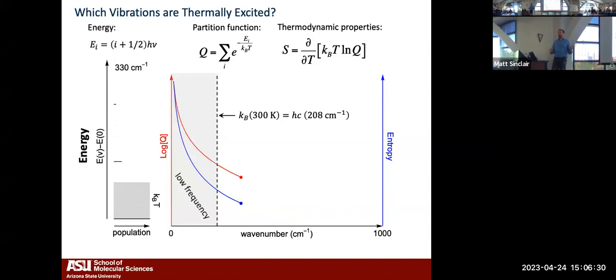So they only get excited if you actually have light. If you have a laser and you shine laser light on the system at the right frequency, then you excite these vibrations. Otherwise, you're basically dead. And you can see that in the partition function, the logarithm of the partition function, how it decays very quickly as a function of frequency. You can also calculate the entropy of these vibrations.